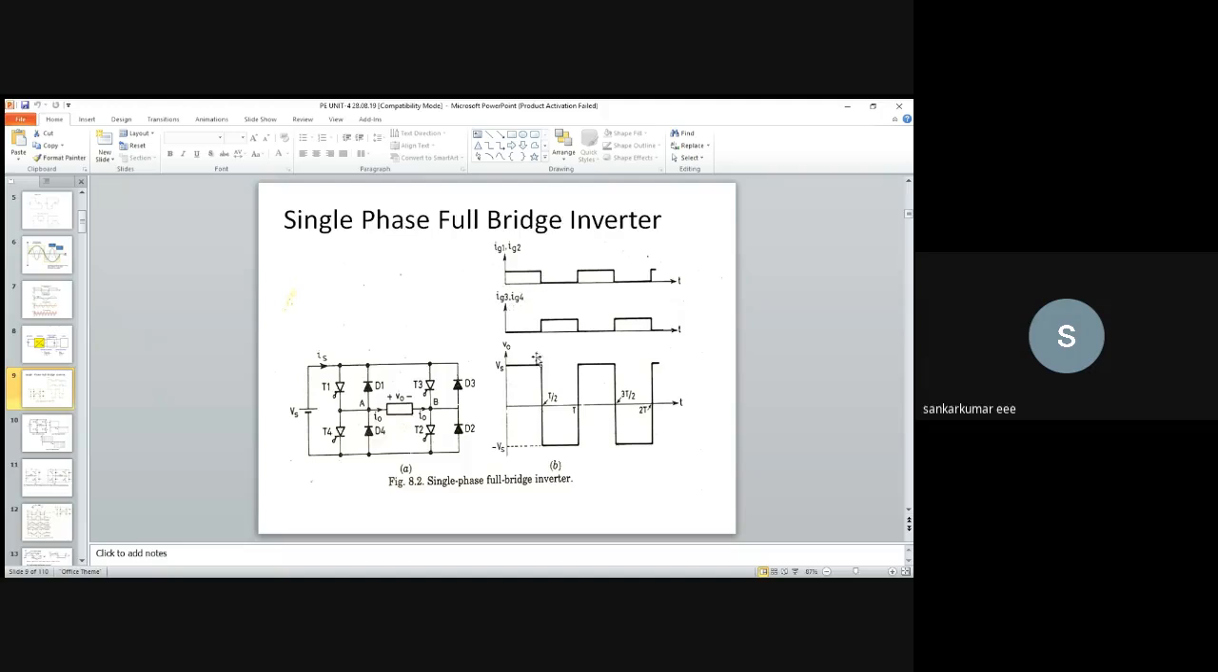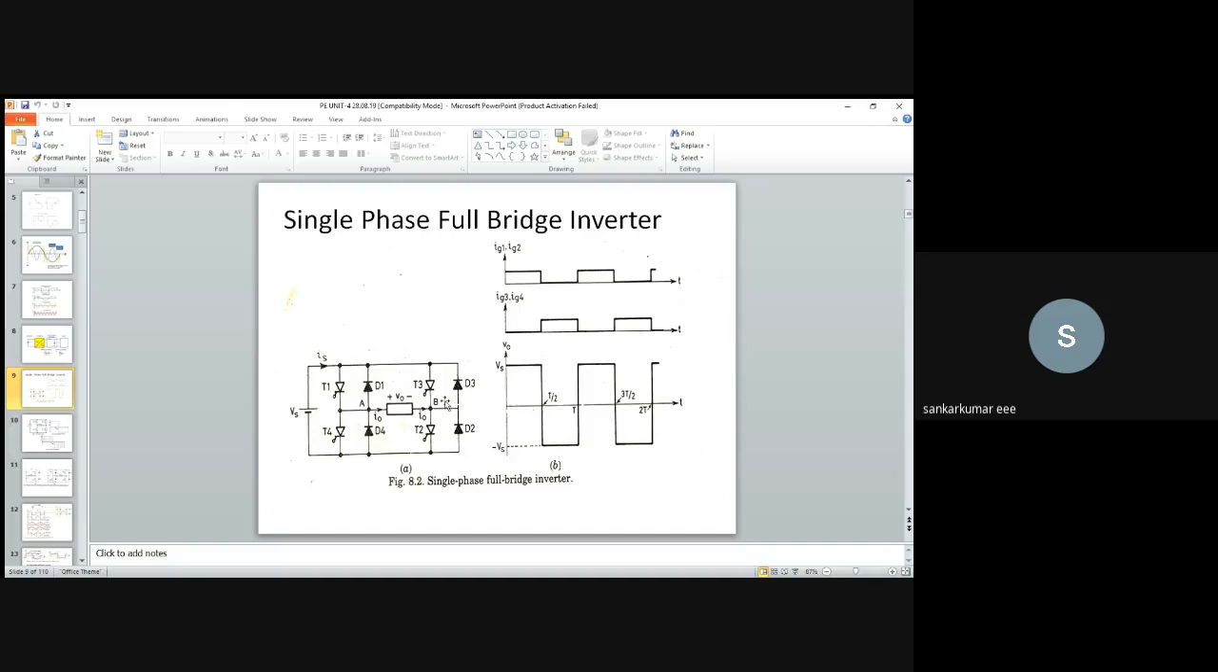So for this period, the devices that will be conducting are T1 and T2, and the current direction will be from positive of Vs to T1, A and to B, and through T2 it will return to the negative of the Vs. So during this condition, the current will flow from A to B. So it will be the positive half cycle. That is, Vs will be positive, that is V0 will be in the positive half cycle with the maximum magnitude of Vs.